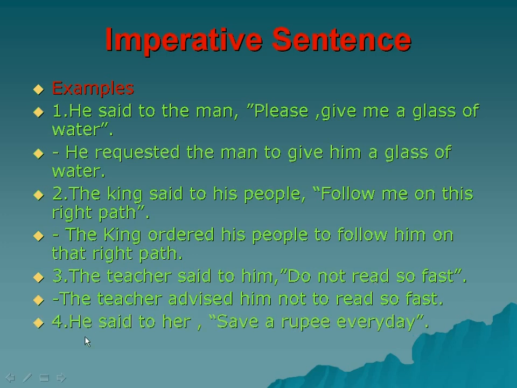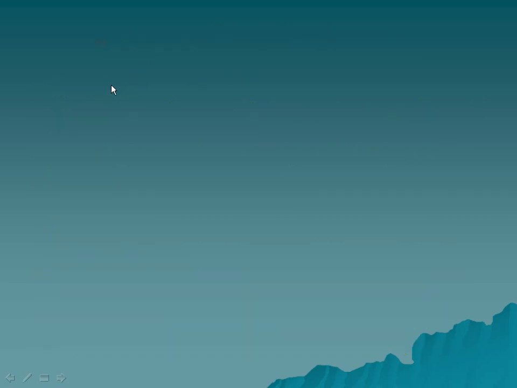See next sentence. He said to her, "Save a rupee every day." He is going to suggest to her, so we should take here suggested as a reporting verb. He suggested her to save a rupee every day. Again it is a positive sentence, so we take to as a connective word while doing indirect narration. In this way we can make indirect narration of imperative sentences.